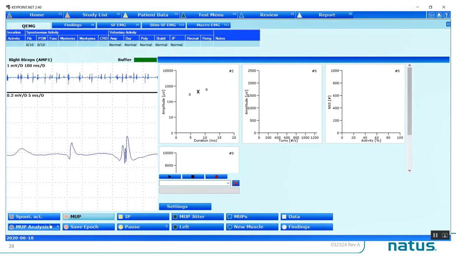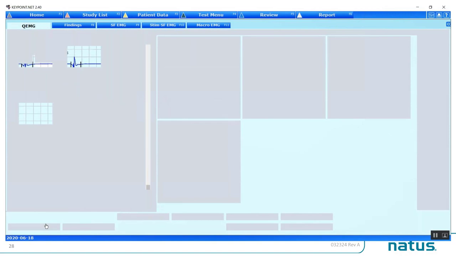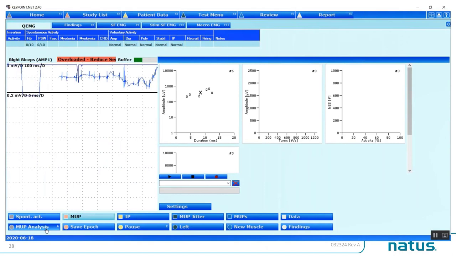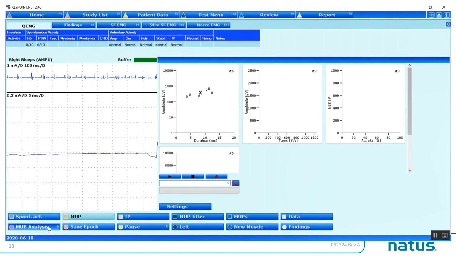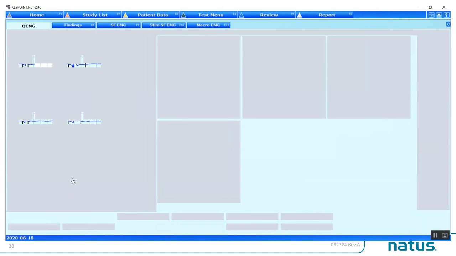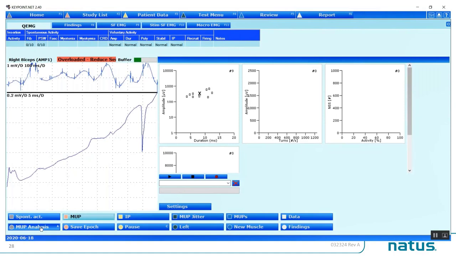I'm going to stop recording, and you can see the complex potentials over here, the top left, site number 4. And I'm changing my needle position by about 5 millimeters, because that's the territory of the motor unit, 5 to 10 millimeters. So if you move it minimally, you may be recording from the same motor unit over and over. I think I'm at site number 6 or so.